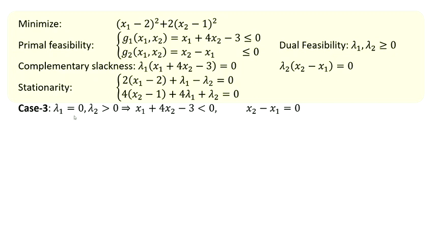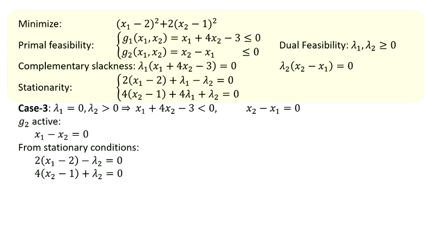Case 3. Lambda 1 equals 0 now, and lambda 2 is greater than 0. So we have x2 minus x1 equals 0 as one equation to use. And we also have x1 plus 4x2 minus 3 should be less than 0. G2 is active, right? So x1 minus x2 equals 0. And from stationarity, we get these two. We have to solve for x1, x2, and lambda 2 because we know lambda 1 is 0. Solving, we get these as the values.